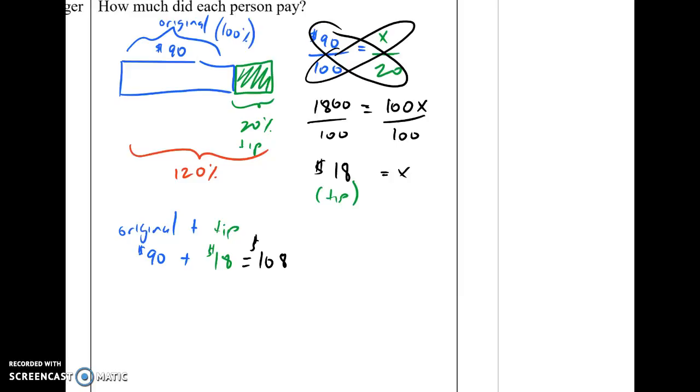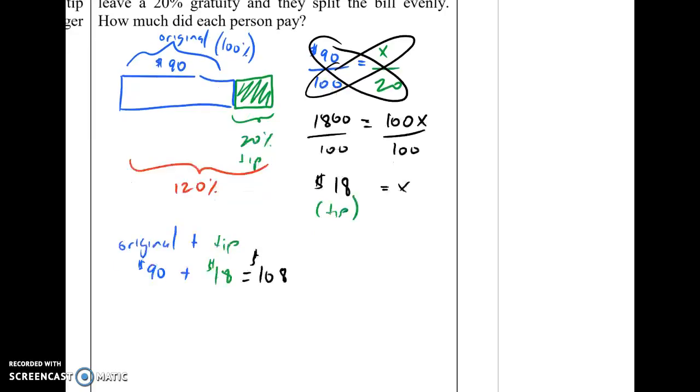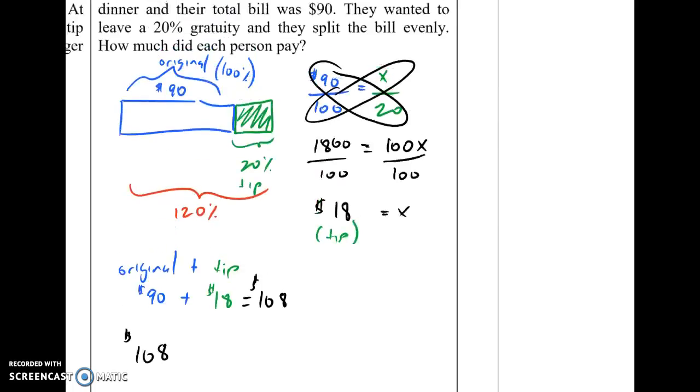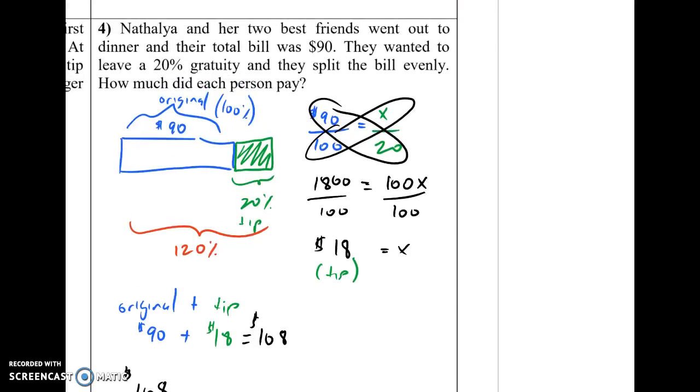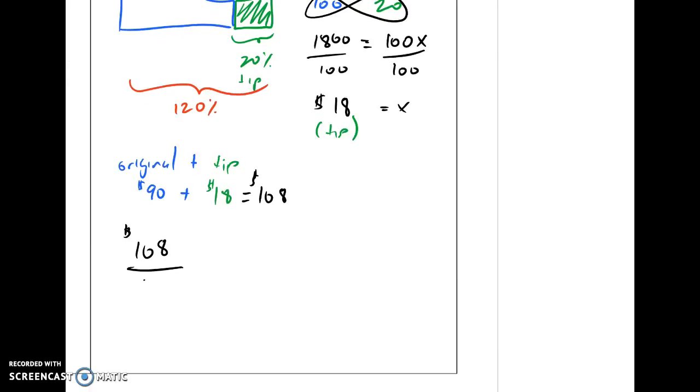All right, so the question says, if they split the bill evenly, how much will each person pay? So that means we have to take 108 and divide it by the number of people at the table. Well, it says Natalia and her two best friends, so that means 3 people. 108 divided by 3, that's going to be $36 each.